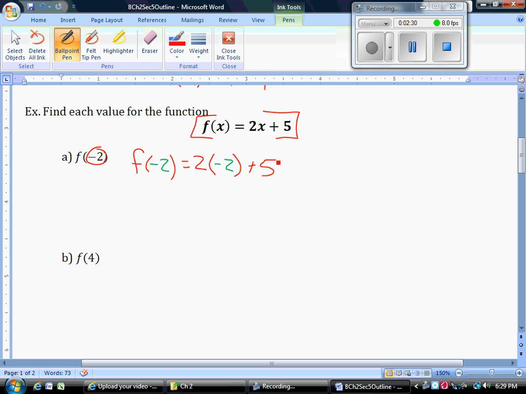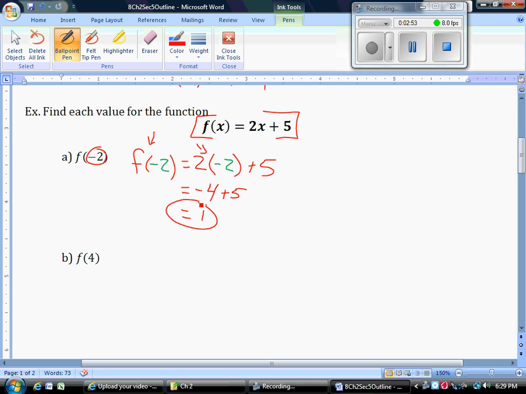Now I'm just simplifying. I don't have to do anything to the left side. That's just f of negative 2. So I'm working on the right side with 2 times negative 2 to get negative 4 plus 5 is 1. So that's my final answer. F of negative 2 is 1.